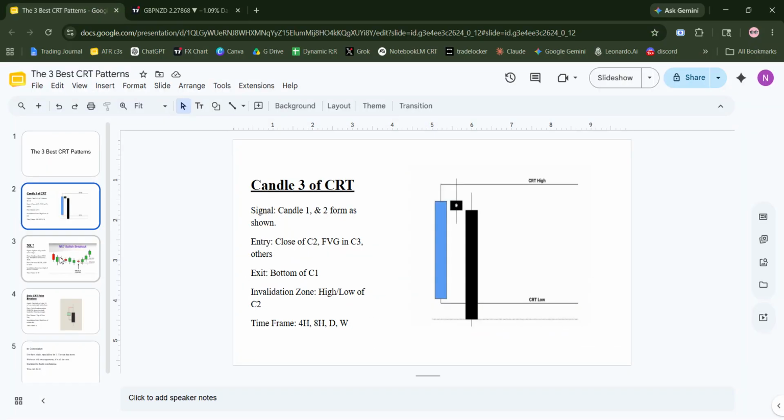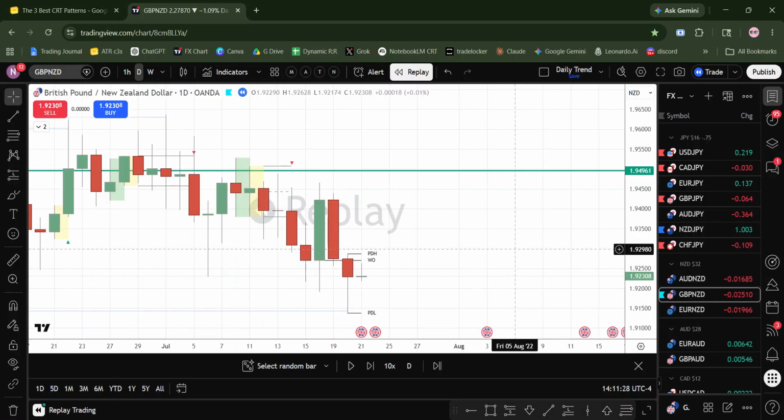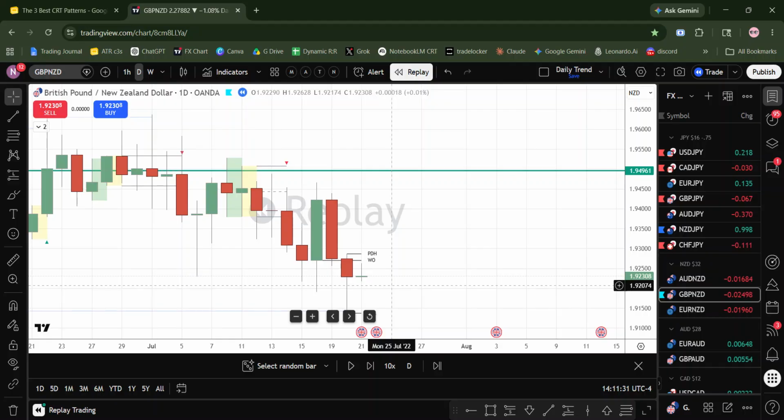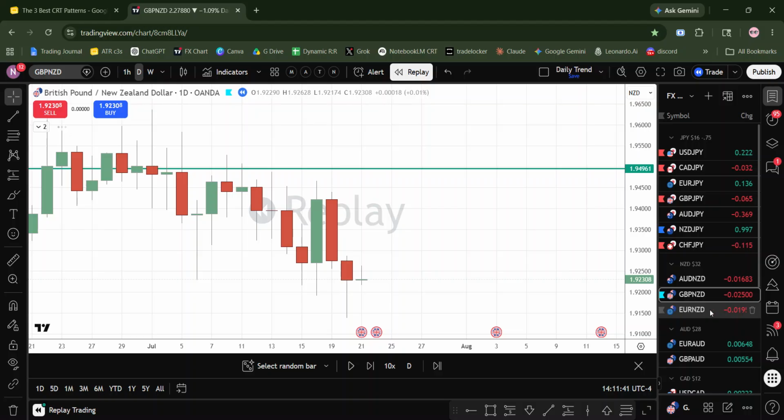What I'm going to look for though is this right here. If it sweeps the prior day low and closes inside, I'll go long. If it sweeps the prior day high and closes inside, just a false breakout, I'll go short. So I have no bias for Pound New Zealand for the next day, but it is a tiny candle. The body of it is only 1 pip, almost 2 pips from open to close. Okay, so that's why I'm doing that. But no bias on it.